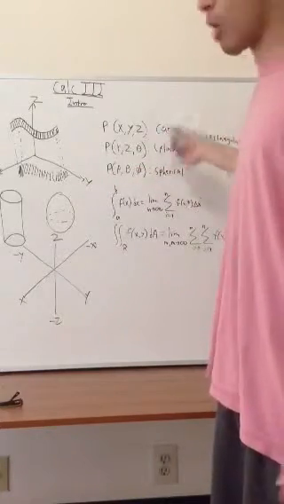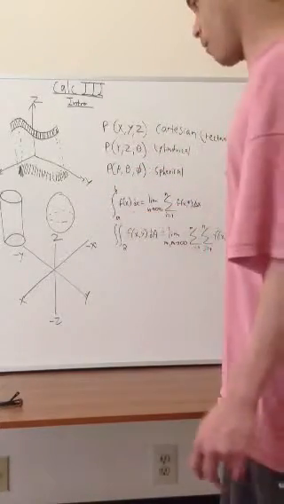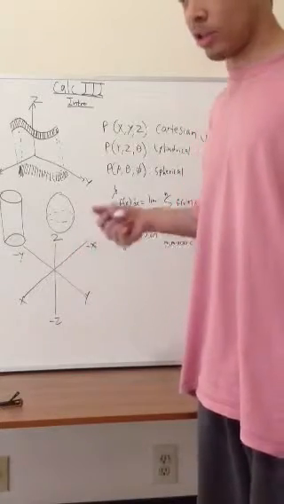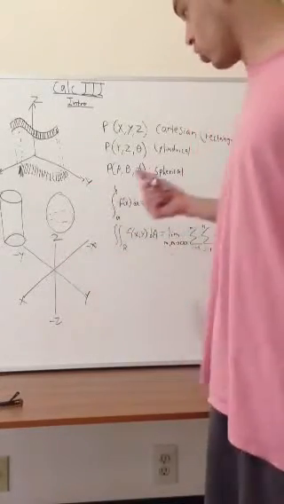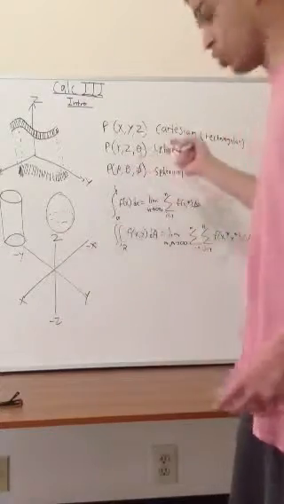But basically, these are the three primary coordinate systems we're going to be using. There's also a curvilinear coordinate system, but that's not really used in Calc 3 very much. So we're just going to focus on these three coordinate systems.